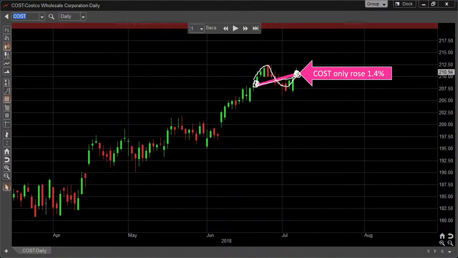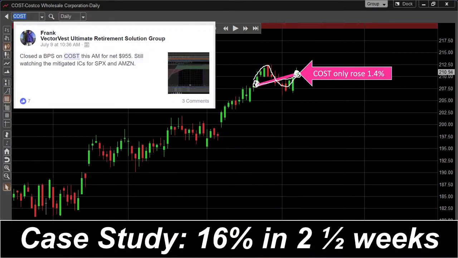Well, what if you did the bull put spread? If you did the bull put spread, you would have earned 16% on the money that you had at risk. Right? So if you bought the stock, you would have only been up 1.5% on the money you had at risk. With the bull put spread, whatever money you put at risk, you'd be up 16%.